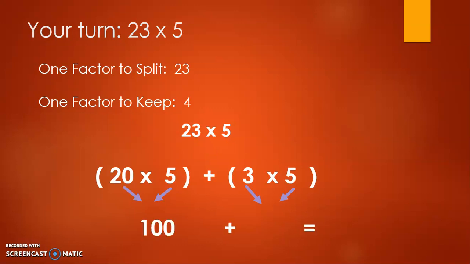So 20 times 5 is 100. 3 times 5 is, you guessed it, 15. So now I'm just going to add it together. You should be getting this in your head by now. You should have 115.